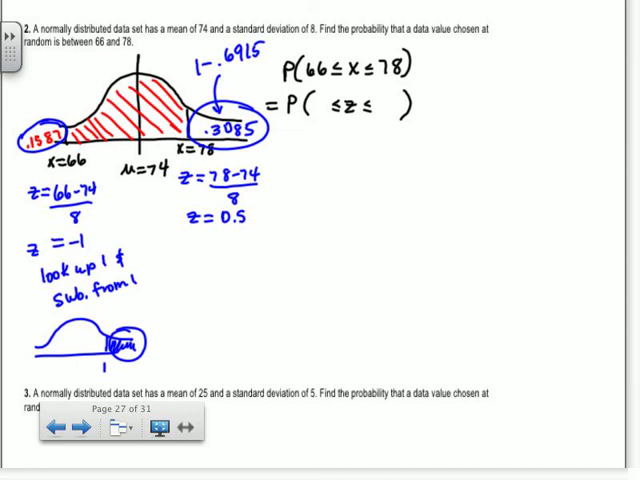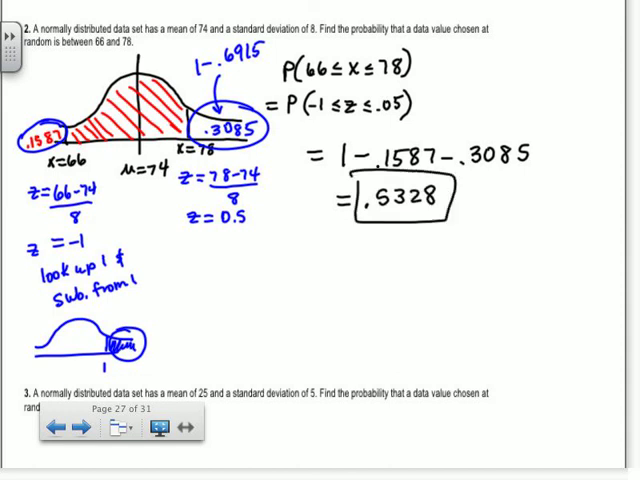All right, so we're finding the probability. If I was writing with z-scores, I'd say the probability between -1 and 0.5. And when I do that, it's 0.1587 and then minus 0.3085. Anybody have the final answer? Yes, 0.5328. Thank you very much. All right. Good?